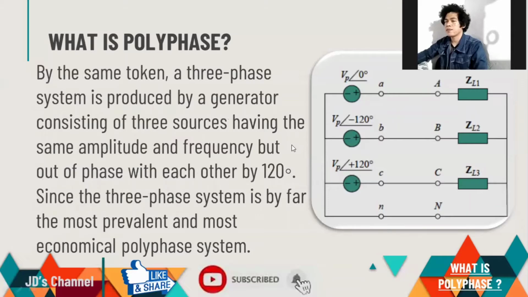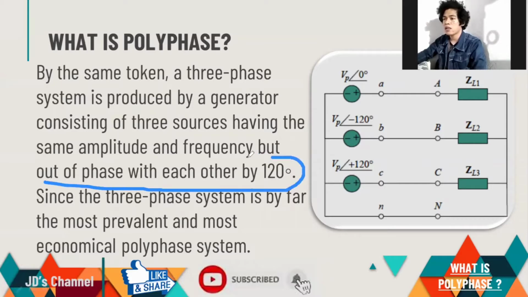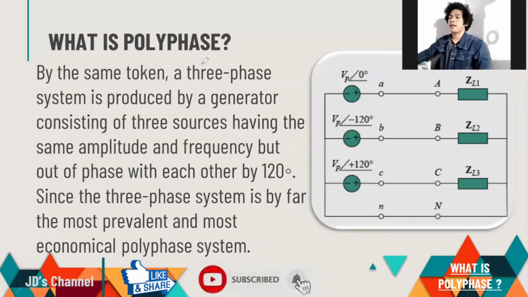By the same token, a three-phase system is produced by a generator too. Lagi naman yan ay galing sa generator, consisting of three sources having the same amplitude and frequency but out of phase. So ito, class, yung pagitan nila, they are out of phase by 120 degrees, unlike dun sa kanina which is 90 degrees lang po. Since the three-phase system is by far the most prevalent and most economical polyphase system, yung polyphase, class, again: same magnitude, same frequency, but different in phase. Tulad nito, they are out of phase by 120 degrees. So, next po.